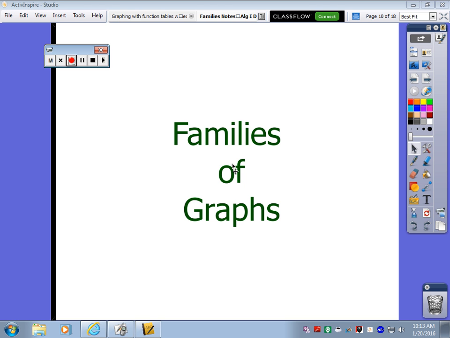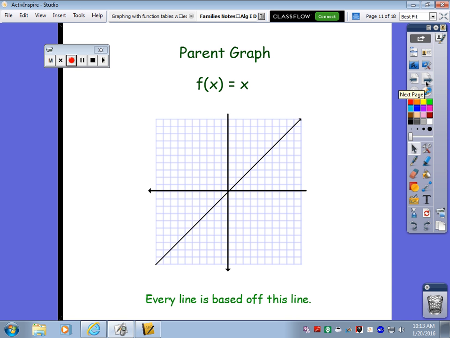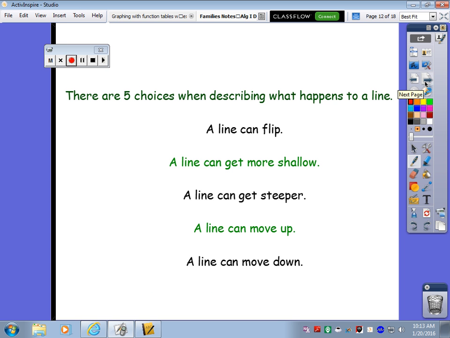Today's lesson is on families of graphs, which basically just compares every line to what's called the parent line or the original line. So here the parent graph is y equals x, f of x of course being interchangeable with y. All right, so here there are 5 choices when describing what happens to a line.